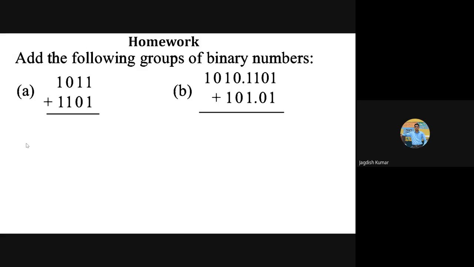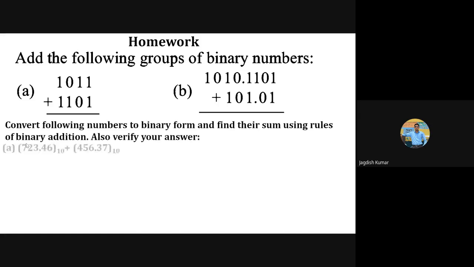So here comes your homework. You have to add the following binary numbers, find out the answer, and also verify it with the help of the corresponding decimal numbers. First do it with binary numbers, get the answer, and then convert all these numbers to their decimal equivalents and see if your answers are correct. Fine. And this is the second set of questions which you have to do. Here are your decimal numbers. You have to first convert them to binary form and then add them and find out the sum in binary form, and then verify your answer.